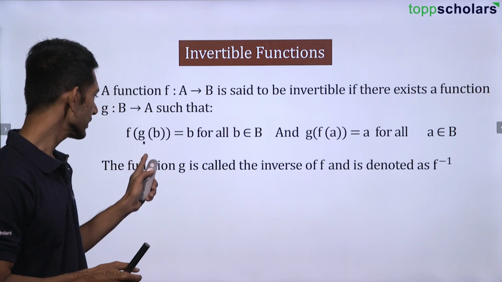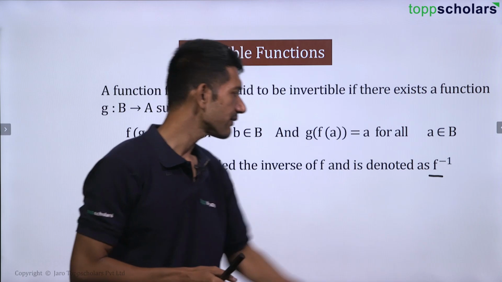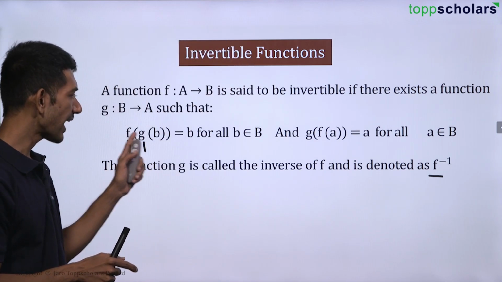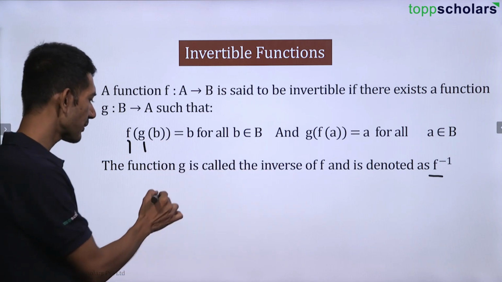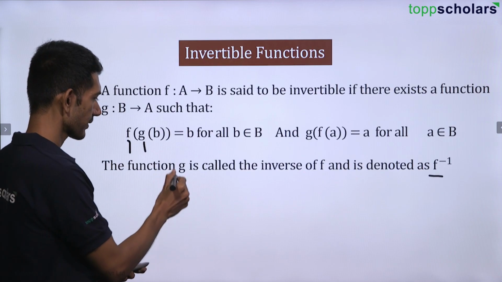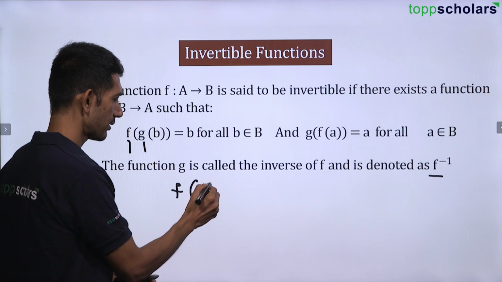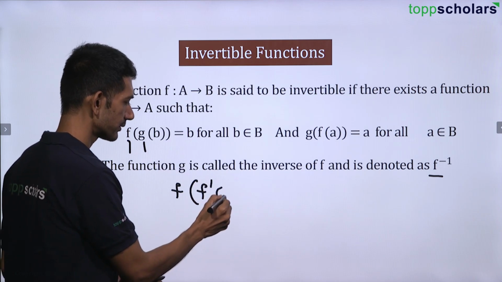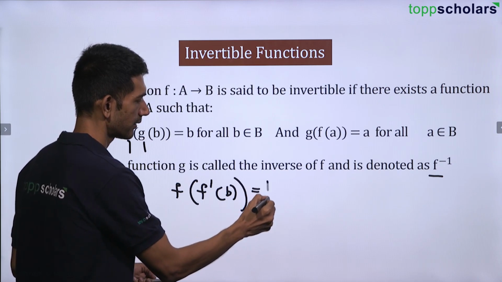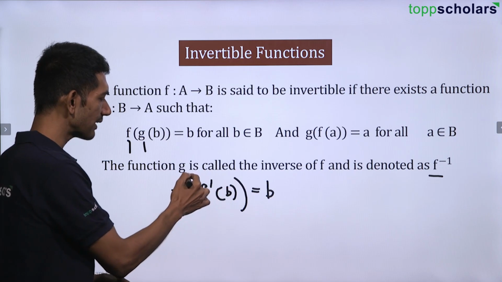This function g is called the inverse of the function f and is denoted by f inverse. So this g is the inverse of f and it is called f inverse. Basically you can also write it like this: f of f inverse of b is b. Basically f and f inverse both of them will cancel each other.